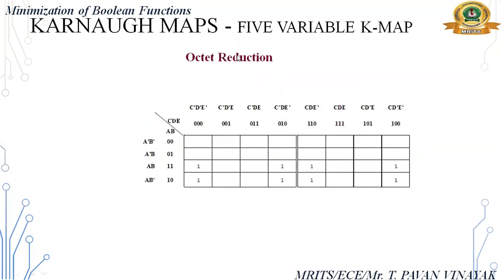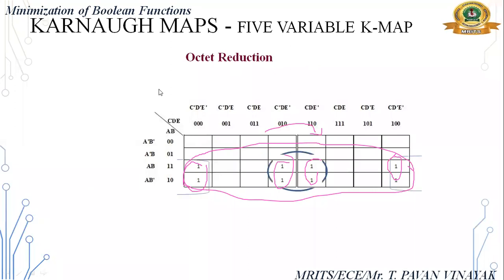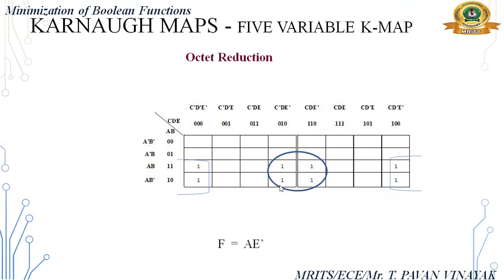So corners. You can take these two as a quad, right? These two as a quad. And this block is a reflection. So combinedly you can take these 8 ones, totally 8 ones. So the answer is A E bar.